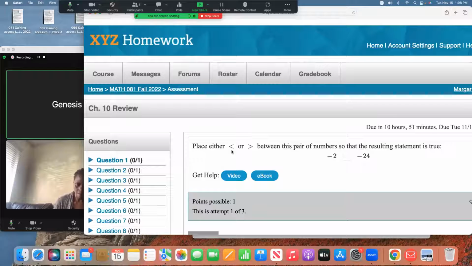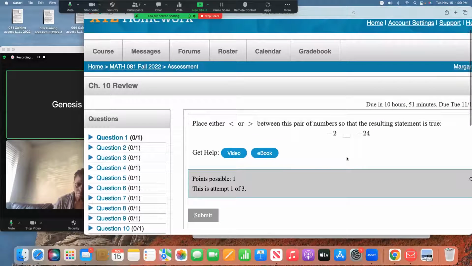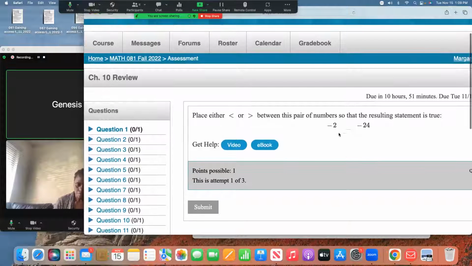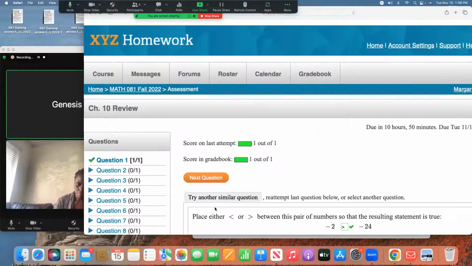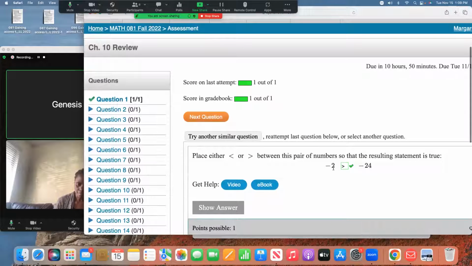The first symbol, I don't know if you can see where I'm making my mark, is less than. The second one is greater than. So when you have to place one of those two symbols between -2 and -24, well, -24 is much lower. So -2 is actually greater. And so we would literally have to say greater than. And there is a key on your keyboard. Okay, it's greater than, because this is lower.